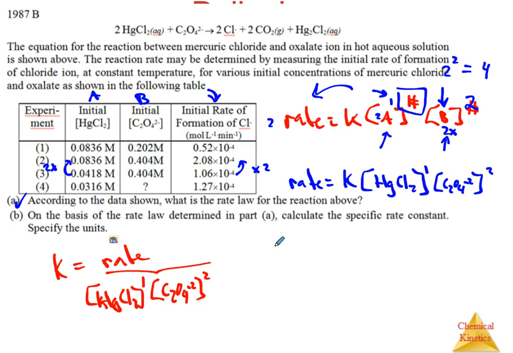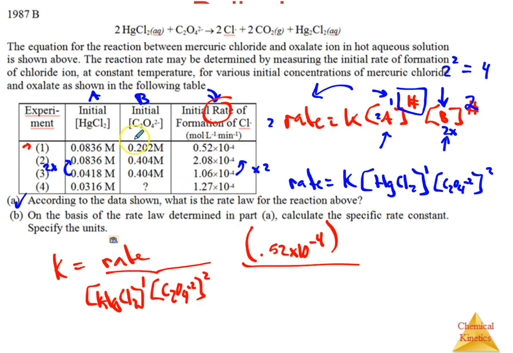Now we just got to plug everything in. So I can take any of these rows I want. It could be row 1, 2, or 3 because it has all that data, and just plug it in. I typically choose row 1 or the row that has the least number of numbers to type into my calculator. Whatever. Do whatever you feel like. So in row 1, the rate is equal to 0.52 times 10 to the negative 4.